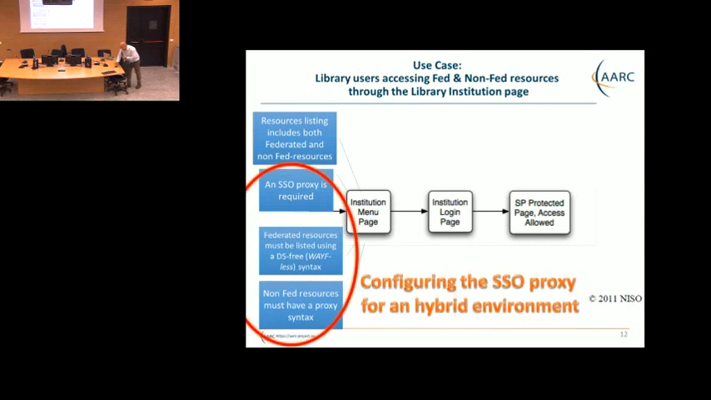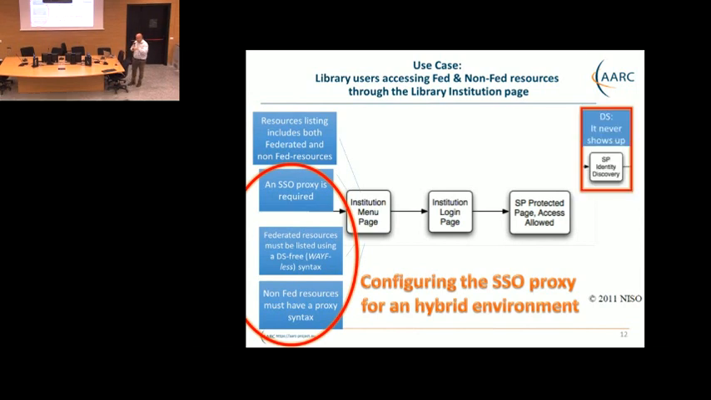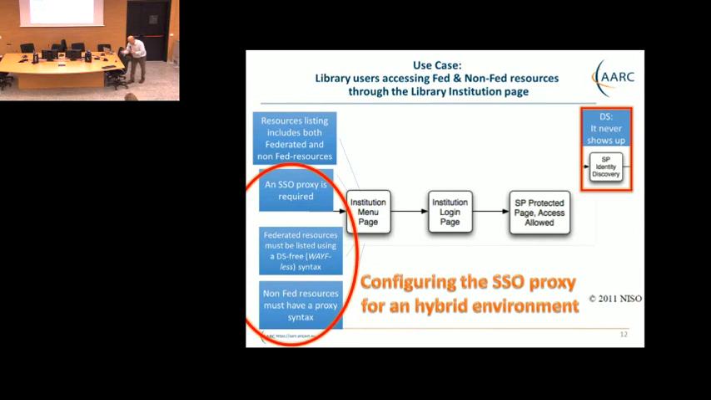What they see as required is an SSO proxy for dealing with such a hybrid environment. Note that in this process, the discovery service never shows up. In a sense, it's not needed. You are on the institutional page of the library. And also, if the user goes to the main page and already has an SSO session established to the SP, the login page won't be shown to the user.